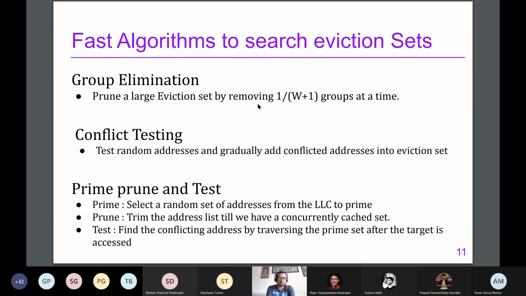Second was the conflict testing algorithm, which used to have a random set of addresses, and individually check the congruence. It used to match the congruency of the particular random address with the eviction target address, so that whenever it is a match, we can put that address into the conflict address set, and gradually we used to have a potential conflict address set, which we will use for commencing the attack. And third is the prime prune test.